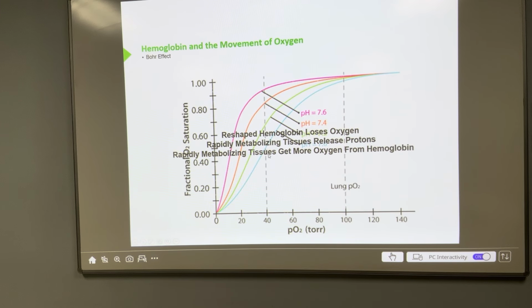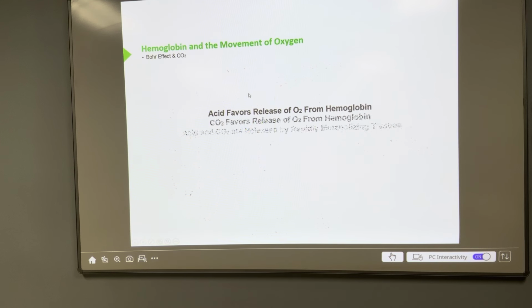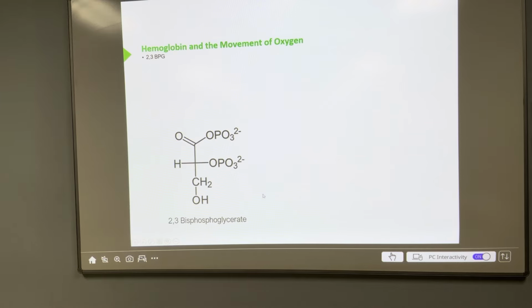Okay, we talked about that. Oxygen, tissue, lung oxygen. So acid is going to favor release of oxygen. If you go to the tissue and the tissue has carbon dioxide, hemoglobin will unload. These are factors, remember: stressful factors induce hemoglobin to unload oxygen, like heat, acid, carbon dioxide.